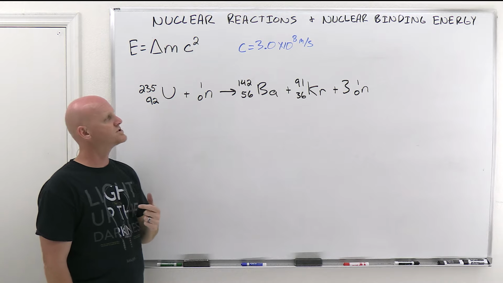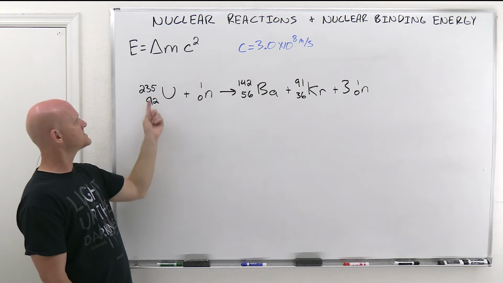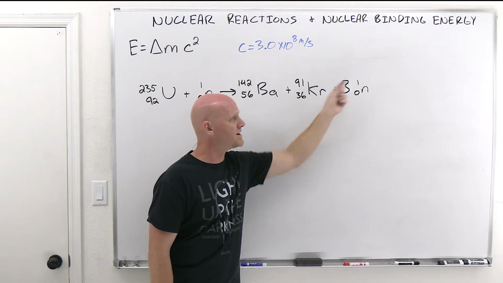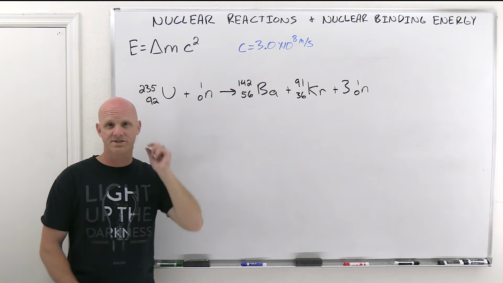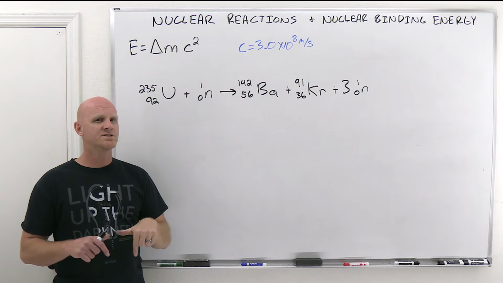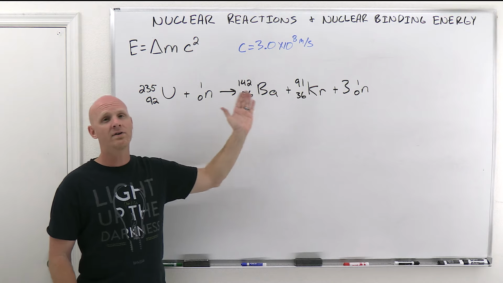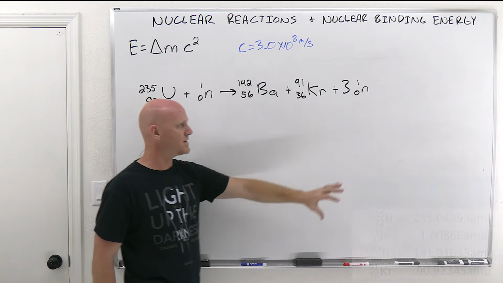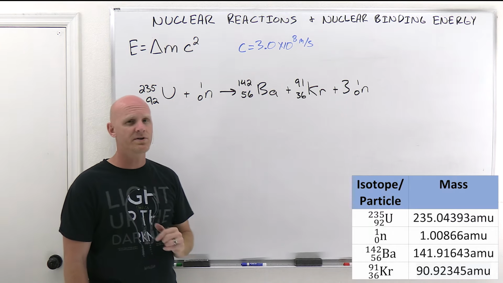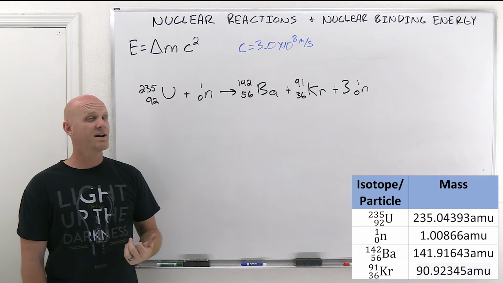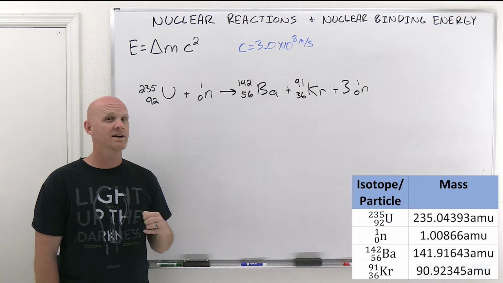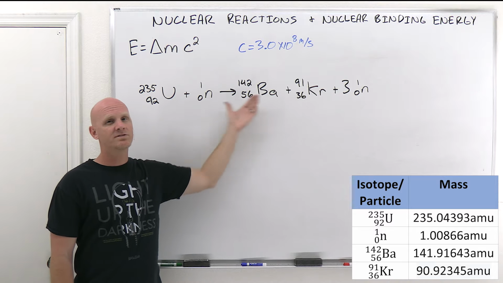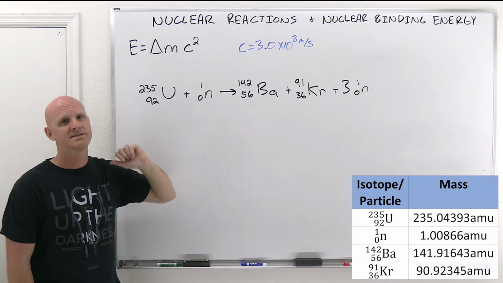Now, you might say, well, Chad, we have a problem. If you look at those mass numbers, 235 plus 1 is 236, and 142 plus 91 plus 3 is 236. There's no loss in mass. Again, as we stated in an earlier lesson in this chapter, the mass numbers balance, but if you take the exact masses to several decimal places, and I'll put a table up here of the exact masses for all these particles, you'll find they don't actually balance perfectly. They're going to be off by just a little bit. That difference in mass between the products and reactants is our mass defect.